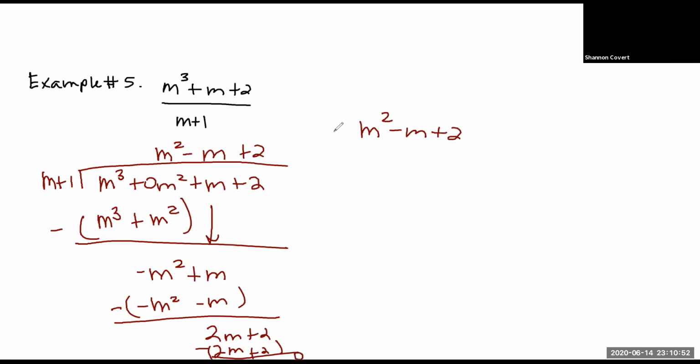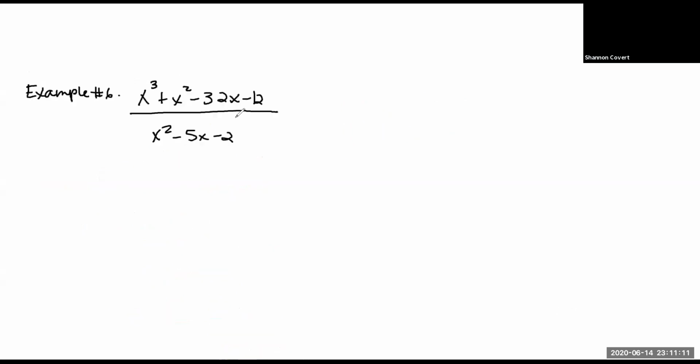And if you remember when you did long division, if you had a remainder of 0, it meant that it divided evenly into your number. Same thing is true here. M plus 1 divides evenly into m cubed plus m plus 2 because my remainder is 0. This is going to be useful when you get to college algebra especially.